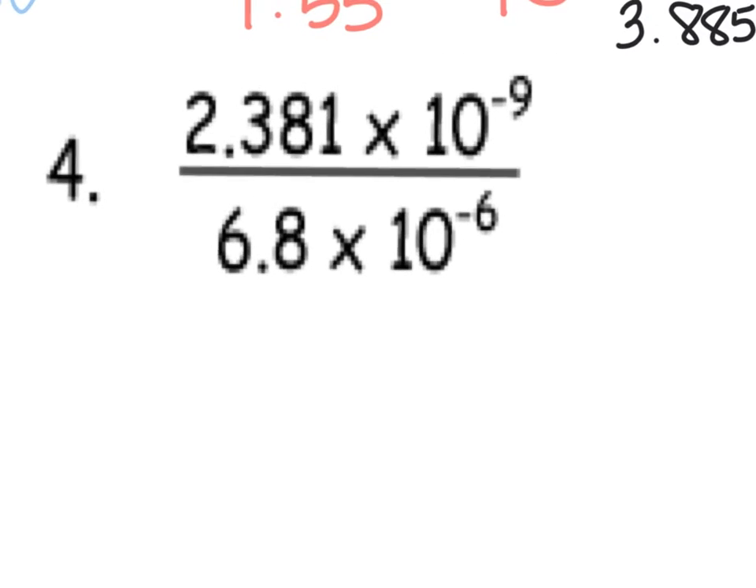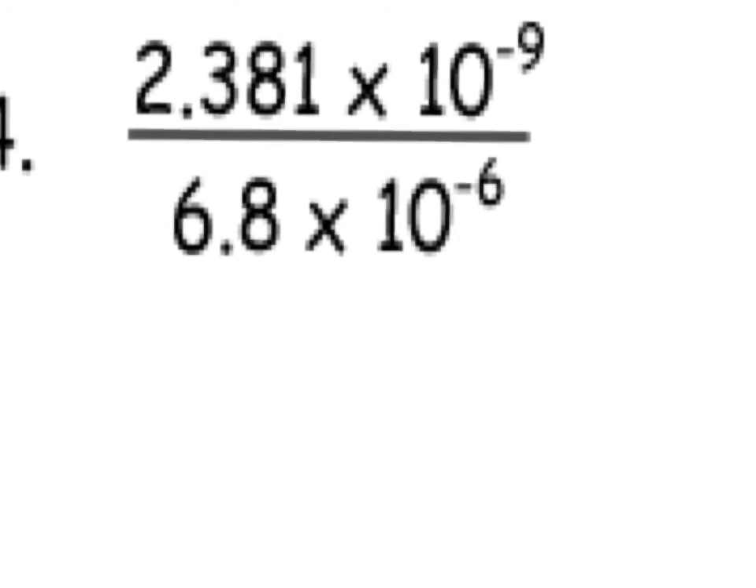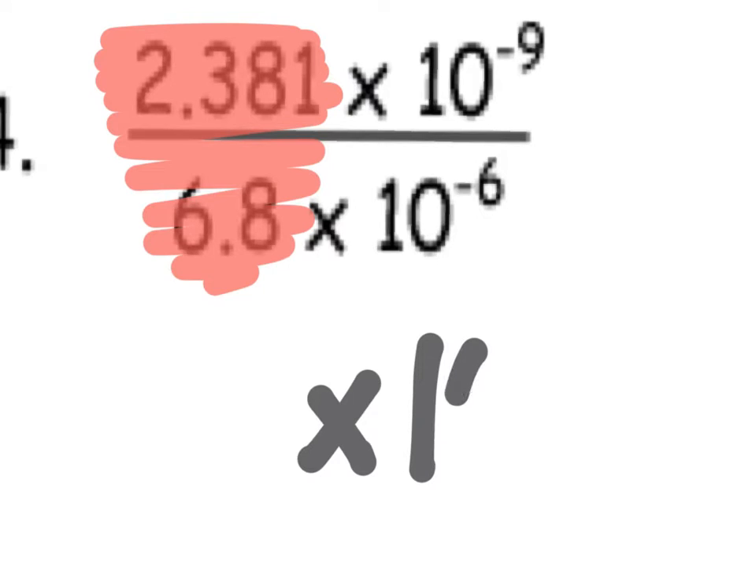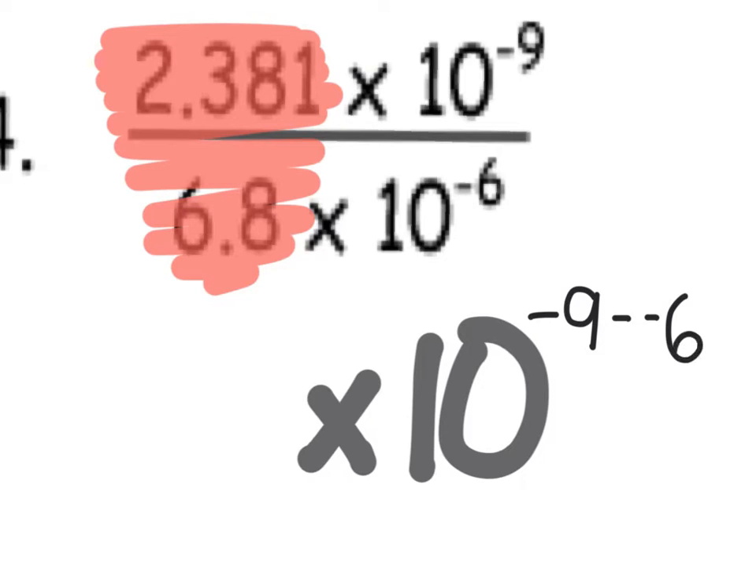So let's do number 4 the same way. So we're going to put this piece in our calculator. And we're going to go times 10. Be careful here because we have two negatives. So it's negative 9 minus a negative 6. Okay, so you got to be careful here. What happens here when I have two negatives directly next to each other? What's my rule?